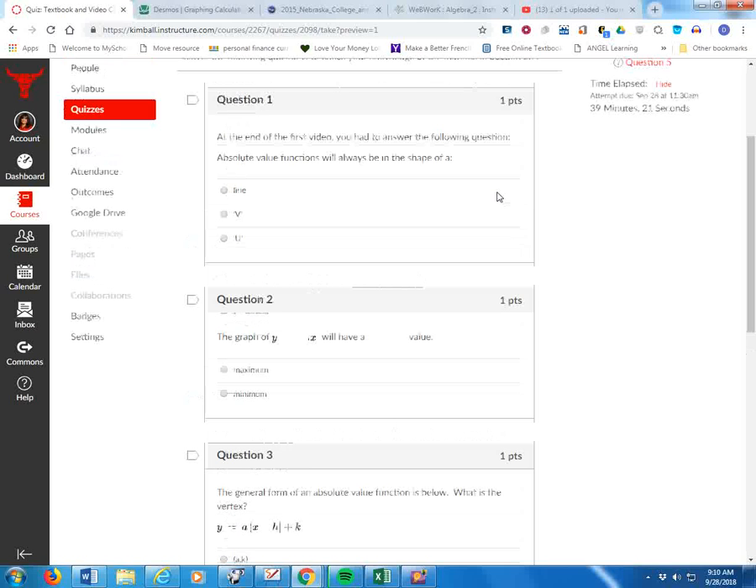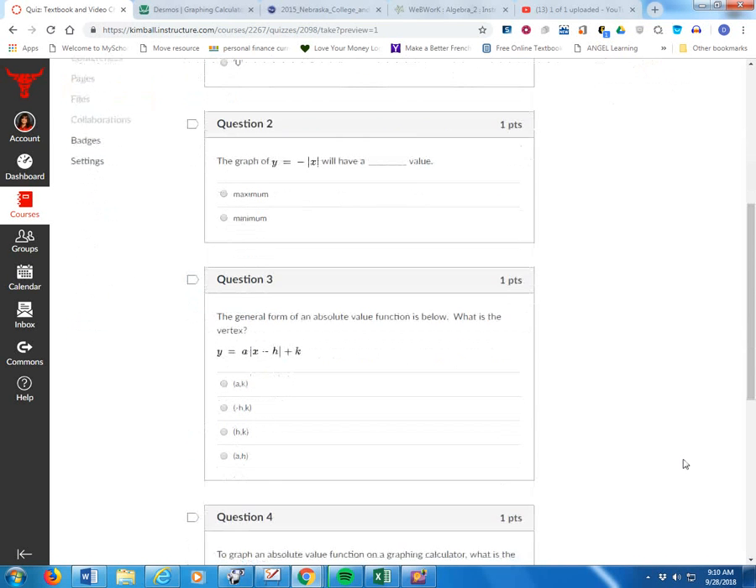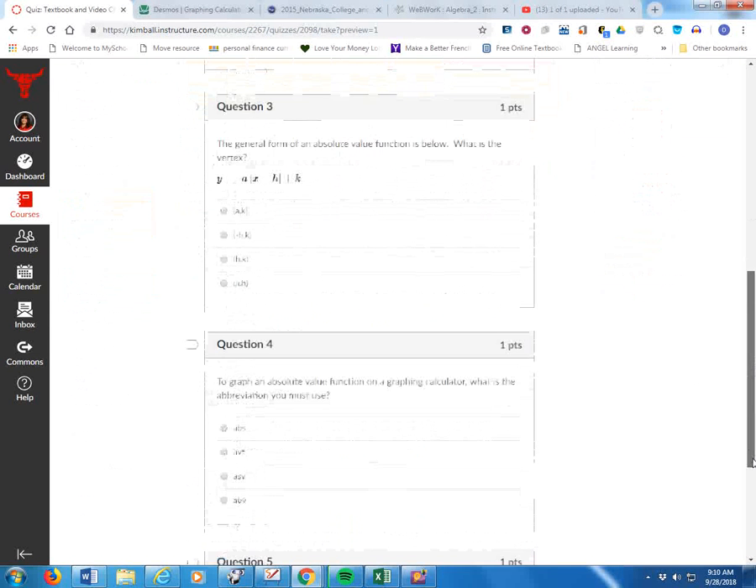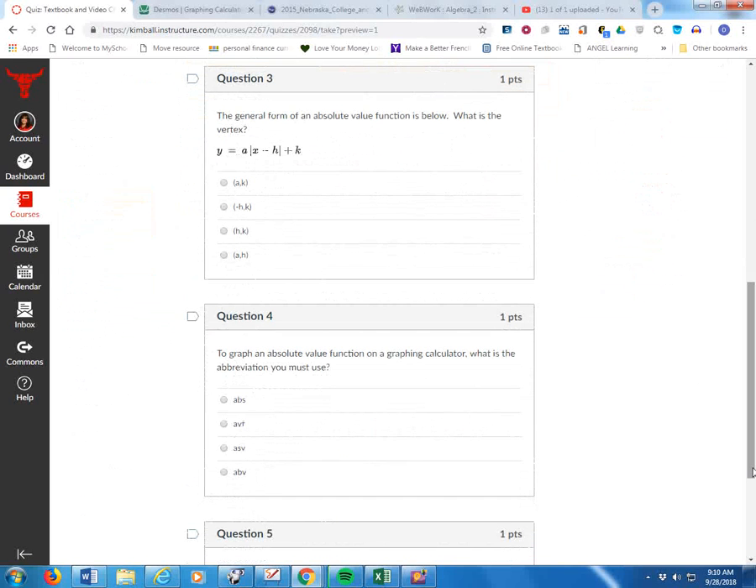Okay, at the end of the first video, you had to answer the following question. Absolute value functions will always be in the shape of a V. Good. The graph of y equals negative absolute value of x will have a maximum or minimum value? Maximum value, because it's going down. The general form of an absolute value function is below. What is the vertex? H, K.